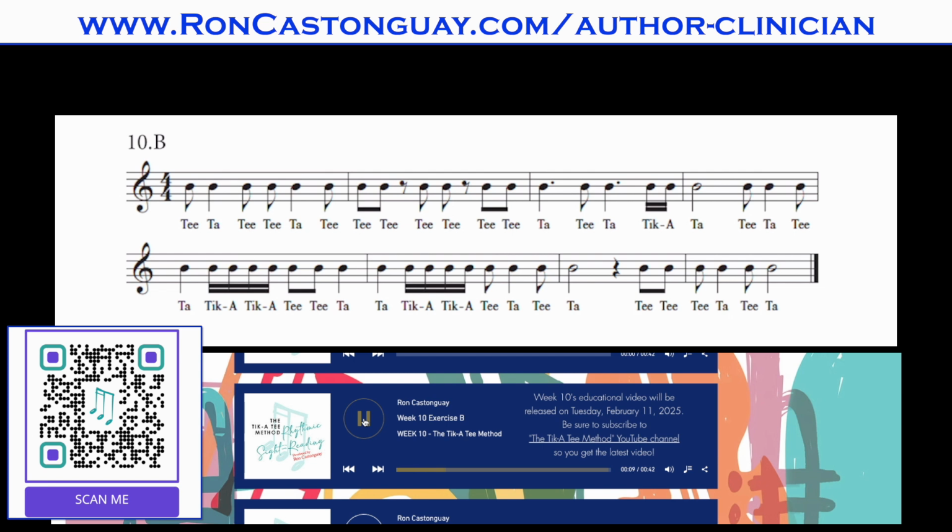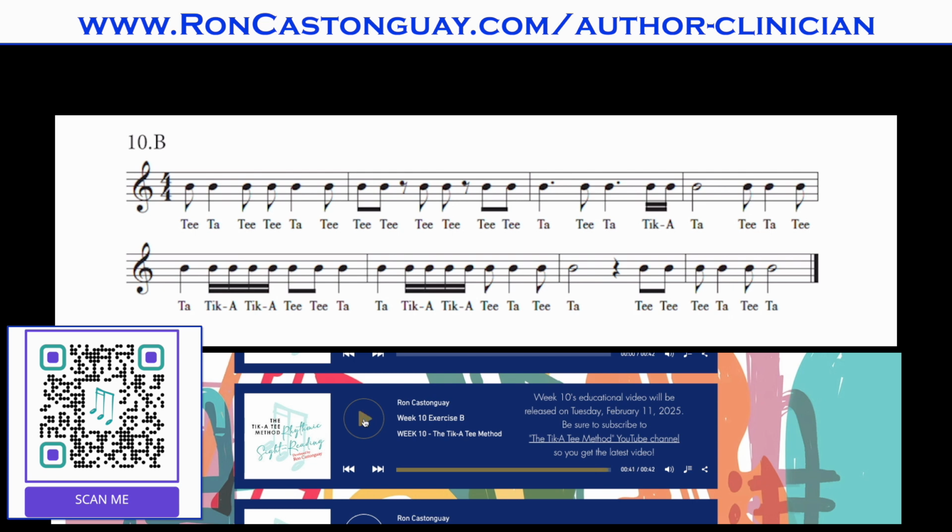One, two, three, four. T ta T T ta T T T T T T T ta T ta Tik-A ta T ta T ta Tik-A Tik-A T T ta ta Tik-A Tik-A T ta T ta T T T ta T ta.